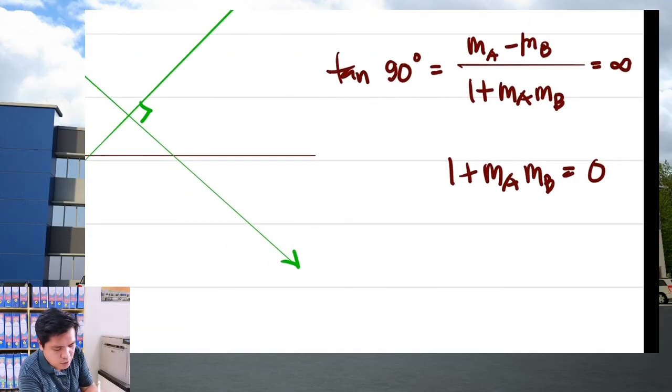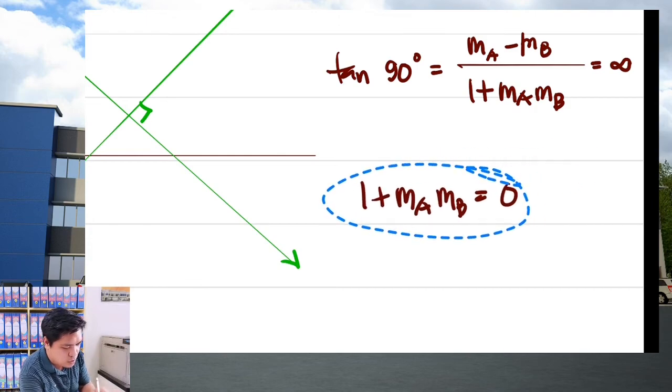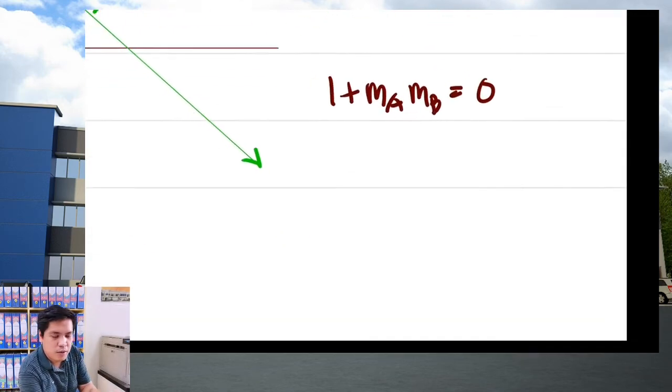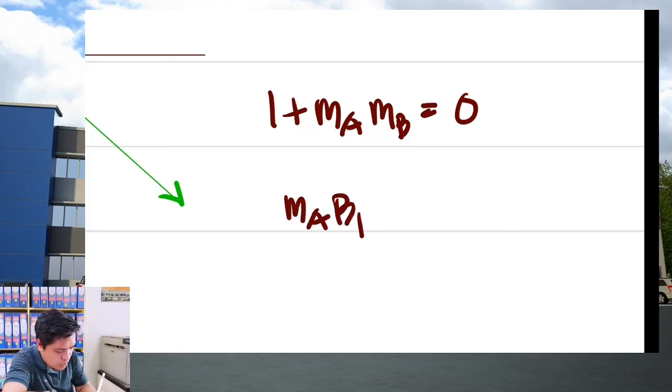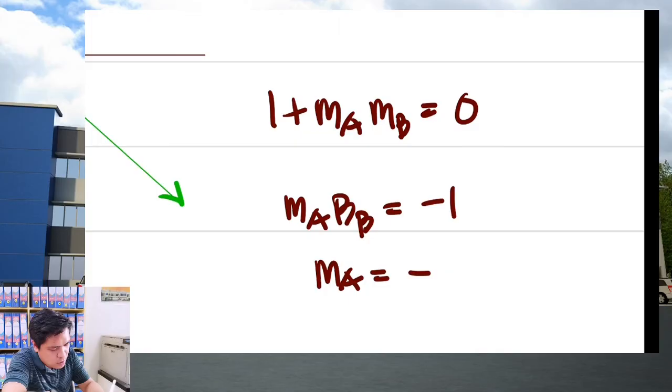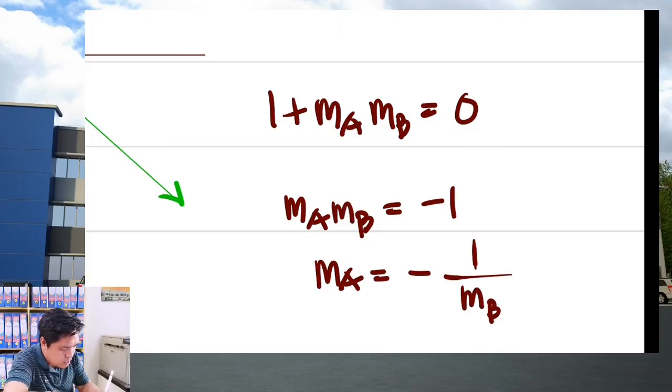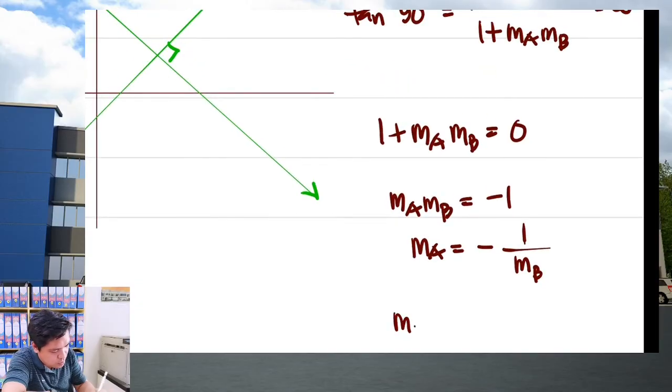Okay? And I think you are familiar with this from when I discussed algebra. Right? If we are equating that to infinity, you just get the denominator and equate it to 0. So that means MA MB is equal to negative 1. Hence, MA is equal to negative, this should be M. So MA is equal to negative 1 over MB. Or also, MB is equal to negative 1 over MA.